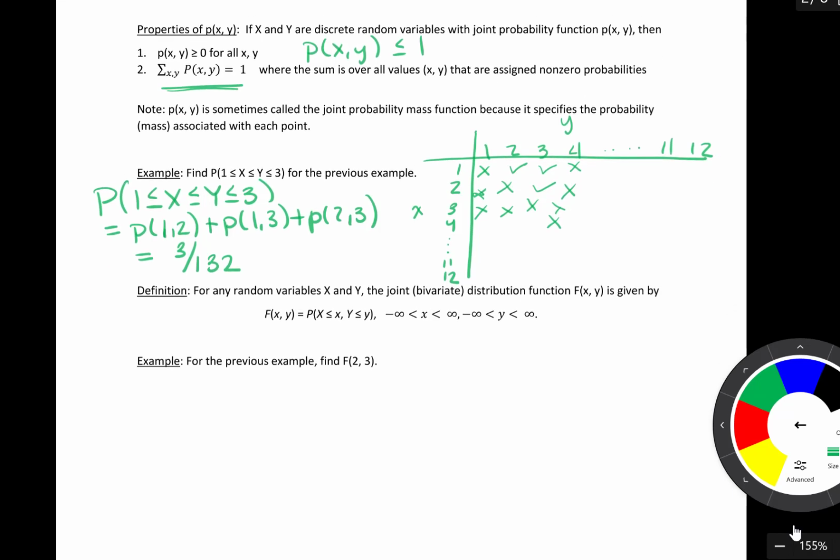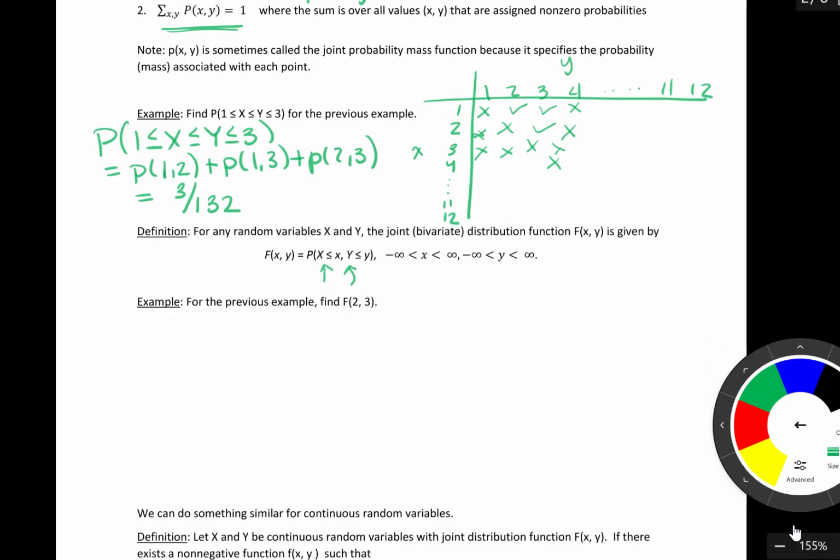We could also define CDFs. So for any random variables x and y, the joint bivariate distribution function, capital F of x, y, is given by the following. So notice here we've got the greater than or equal to's. So for our previous example, we could find F of 2, 3. So notice here F of 2, 3 is equal to the probability that x is less than or equal to 2 and y is less than or equal to 3.